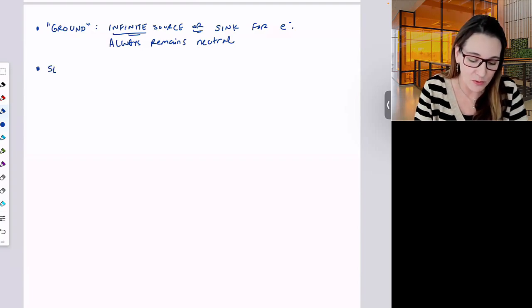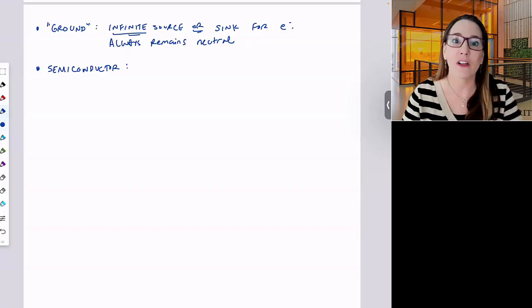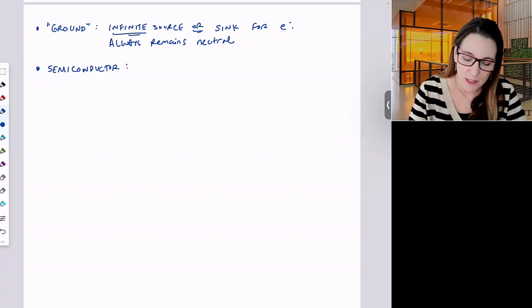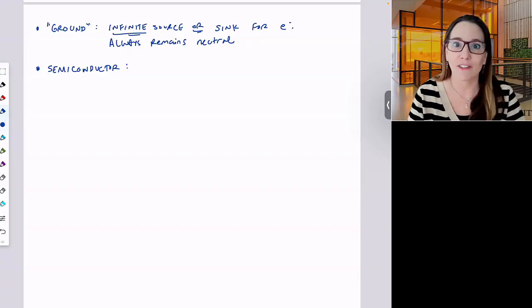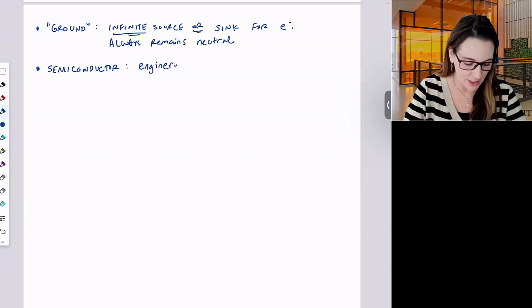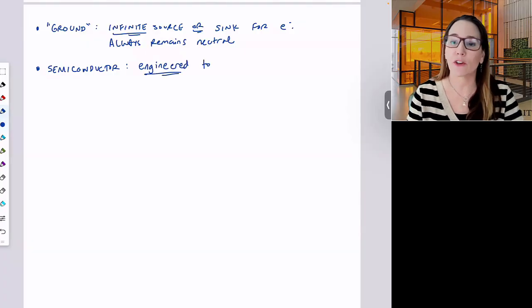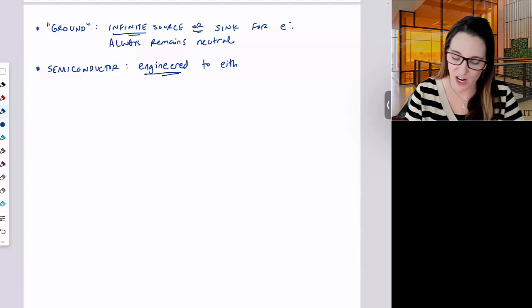And then the last one is a semiconductor. Now, we don't talk too much about semiconductor physics in this semester of classical physics, but a semiconductor is very relevant to our everyday technology, so we like to mention it when we can. It's an object that's engineered by us to be either insulating or conducting.